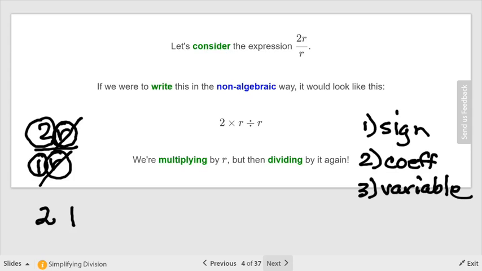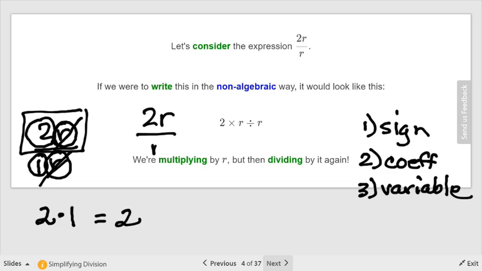But look up here. How were the 2 and the R connected in my original problem? What operation? Times. Right. So my answer I get is 2 times 1, which is the same as what? 2. Okay? So even though we divided an R by an R and got a 1, because it's multiplication by 1, you still get the same thing you started with. And that's why it's frequently said that these two things simply cancel.